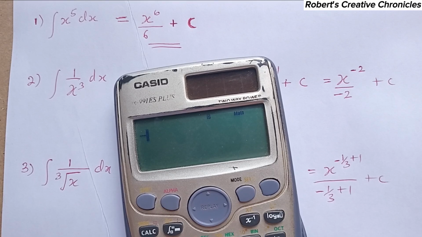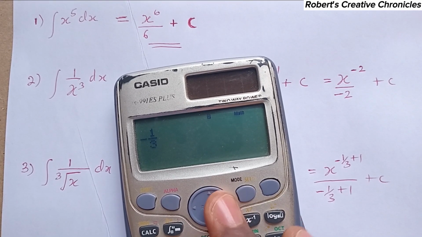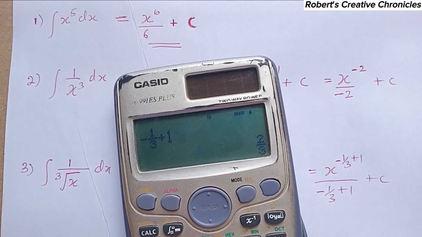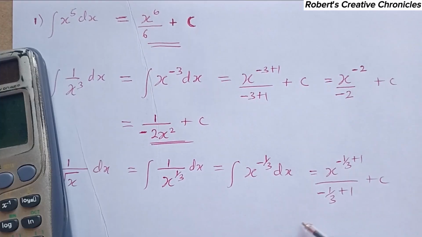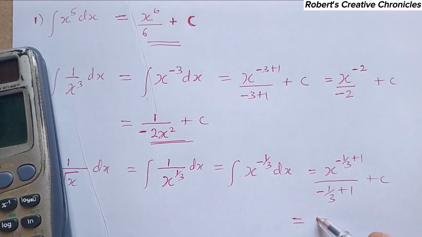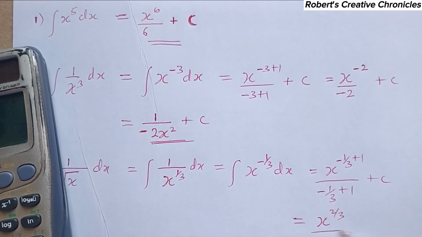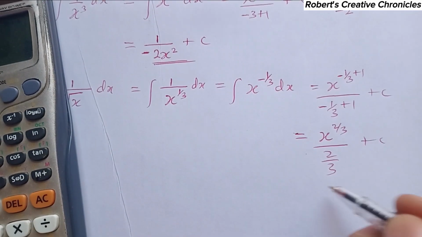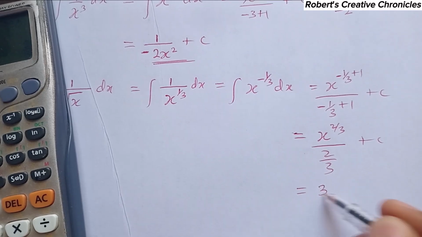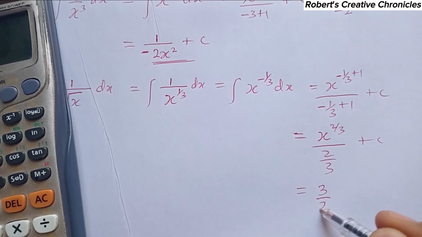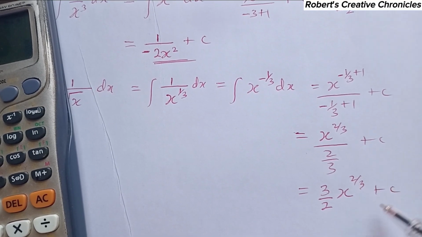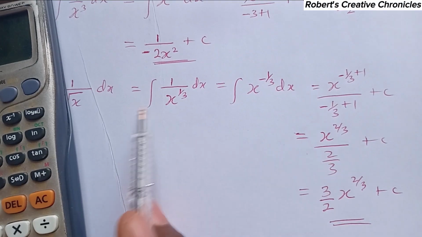So this becomes negative 1 over 3 plus 1, which is 2 over 3. This will be what? x raised to the power of 2 over 3, over 2 over 3, plus c. So this becomes what? The inverse of 2 over 3 is 3 over 2, so 3 over 2 x raised to the power of 2 over 3 plus c. This is the integral of this.